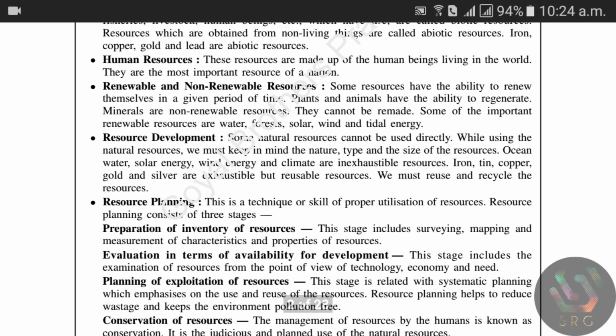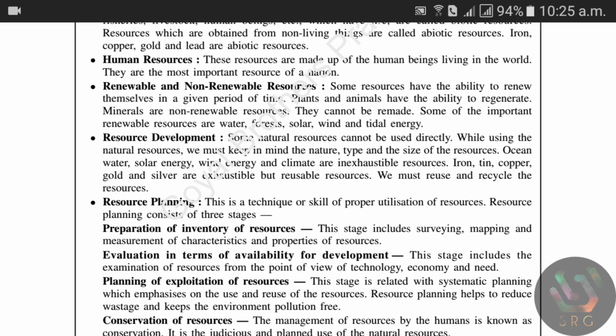Renewable and non-renewable resources. Some resources have the ability to renew themselves in a given period of time. Plants and animals have the ability to regenerate. Minerals are non-renewable resources. They cannot be remade. Some of the important renewable resources are water, forest, solar, wind, and tidal energy.